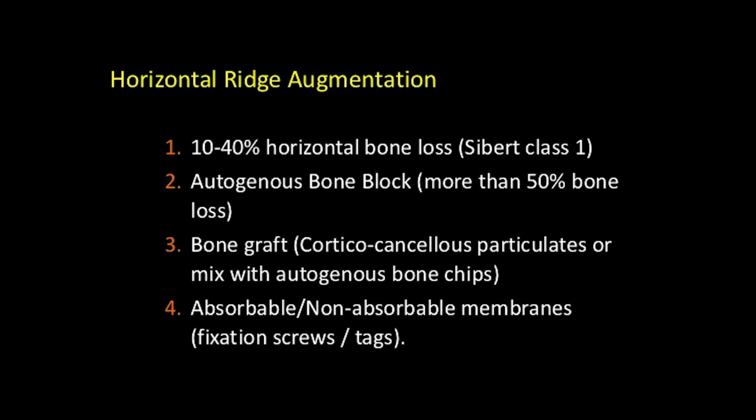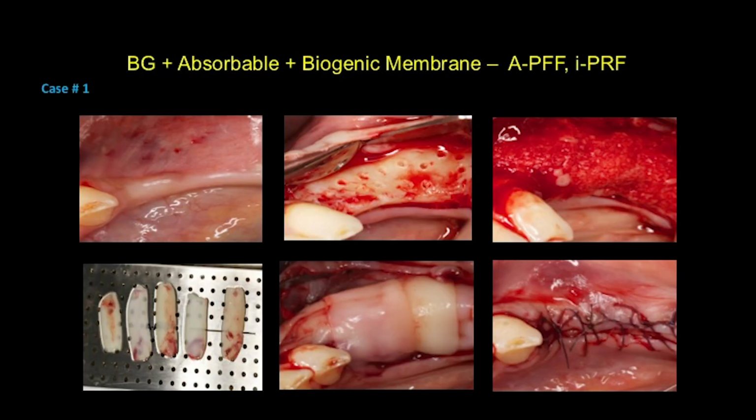Or if it is more than 50% available, meaning less than 50% bone loss, you can use bone grafting material, corticocancellous particulate, or mix with autogenous bone chips. We can use resorbable or non-resorbable membrane, or we can use fixation screws or tacks to stabilize the resorbable membranes. Okay, now we're going to go to clinical cases to explain what we mean.